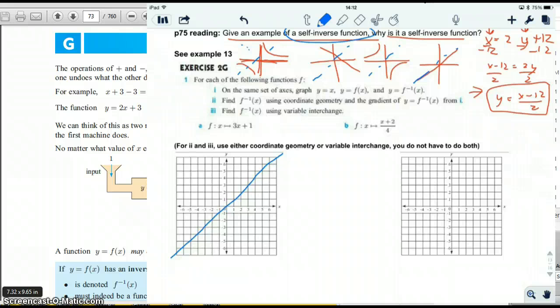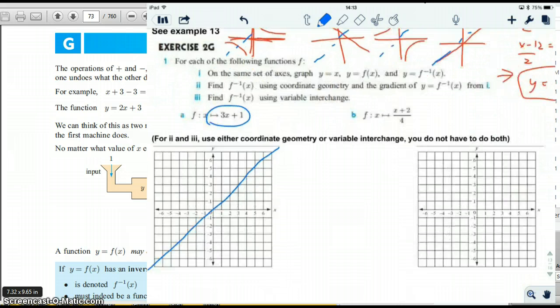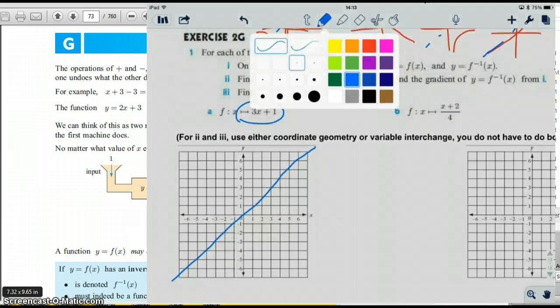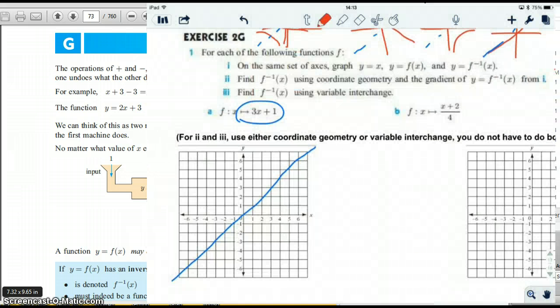Okay, so first of all, we're going to find the inverse function graphically. So we're going to graph the function, 3x plus 1. And if you remember, to graph 3x plus 1, that's the gradient, or the slope, and that is the y-intercept. In IB land, they call the slope gradient. Okay, so there's the y-intercept, plus 1.